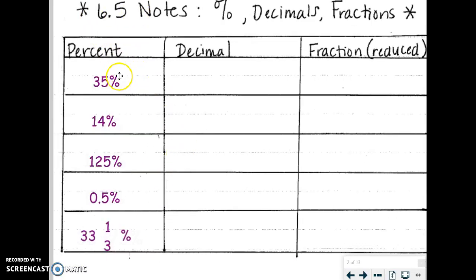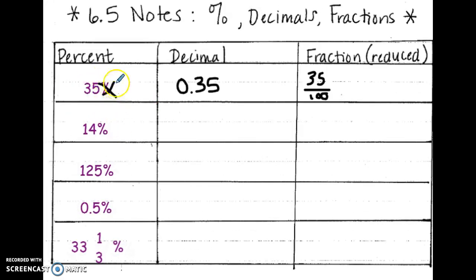So here we have 35%. And to review what that would look like is you drop the percent sign and move the decimal point 2 places. So here we drop the percent sign, move our decimal point, and it's 0.35 or 35 hundredths. When we write a fraction, we write what we say. We say this number 35 hundredths, so our fraction is 35 hundredths. Now all we have to do is reduce it.